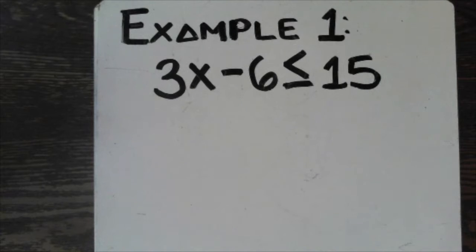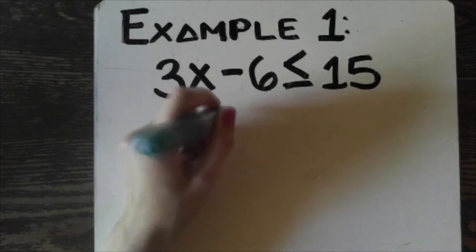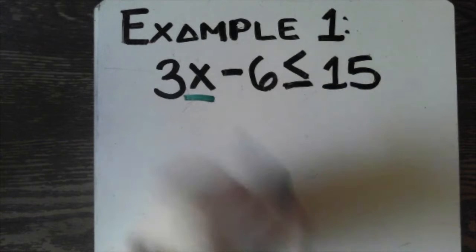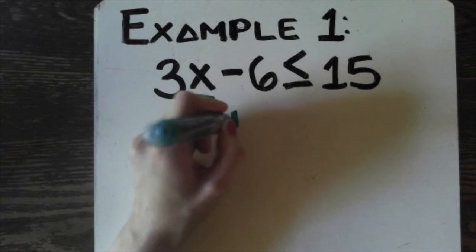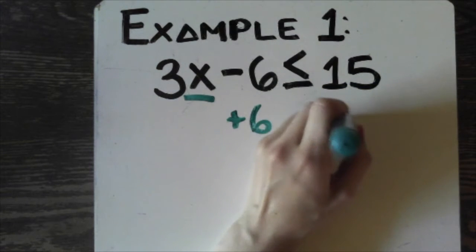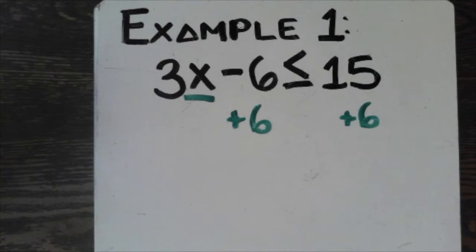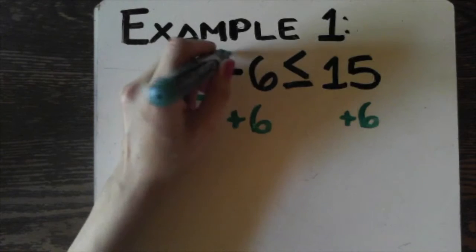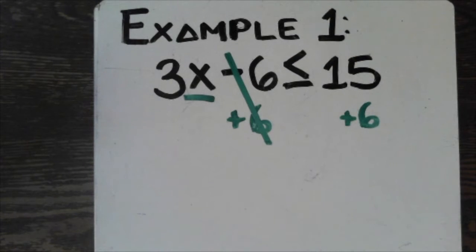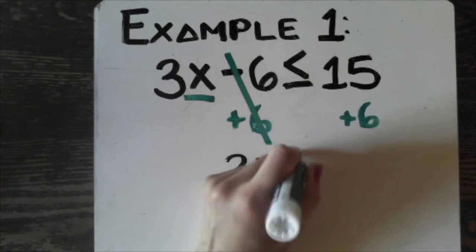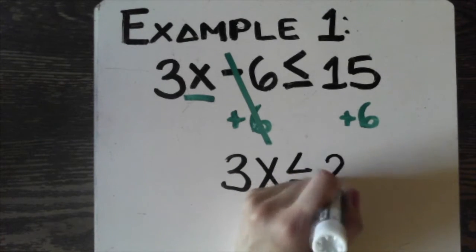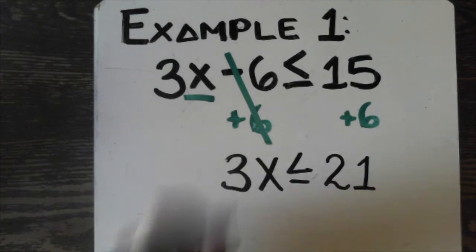In our first example, we see 3x minus 6 is less than or equal to 15. We are going to begin working on the left since my variable is on the left, and I am going to look for plus or minus. I see minus 6, so my opposite operation is plus 6. When I add 6 on both sides, I can cancel the negative 6 on the left, and I am left with 3x is less than or equal to 15 plus 6, which is 21.